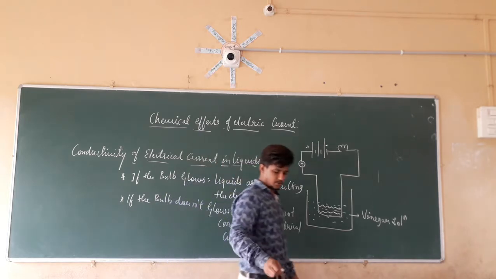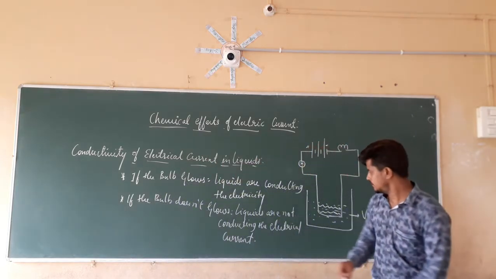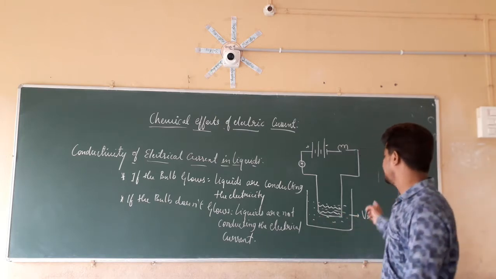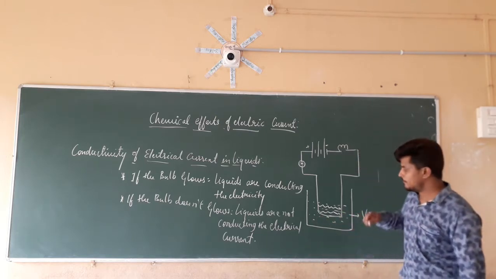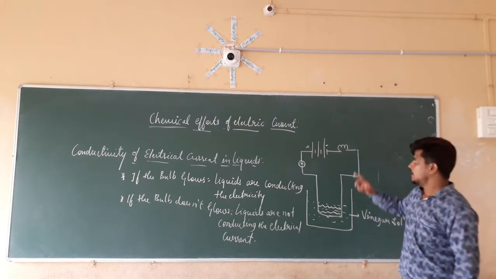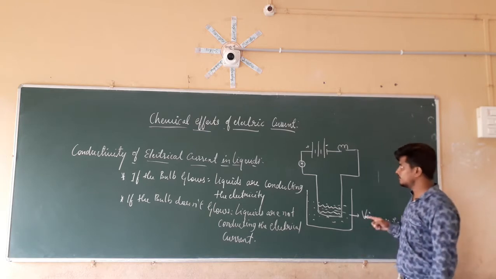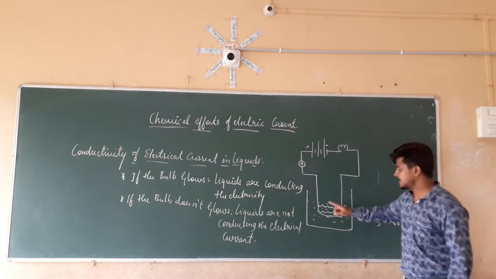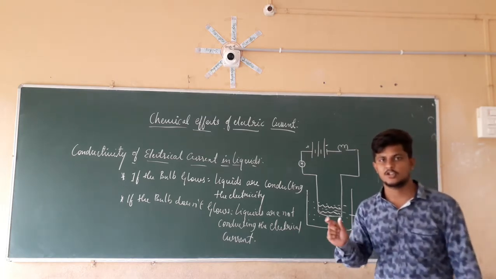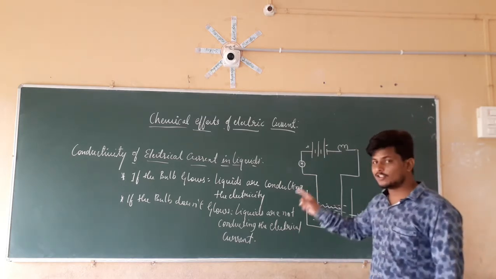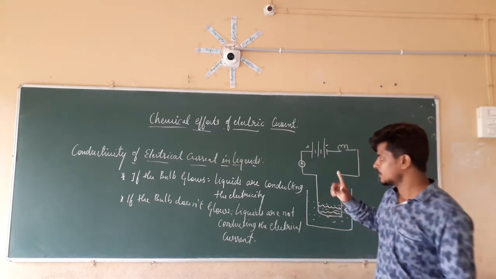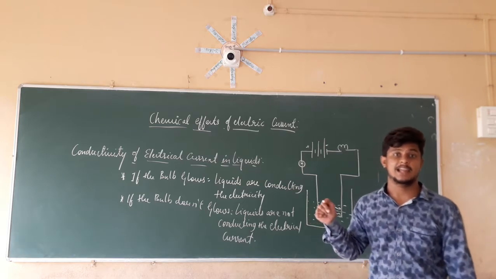If we check here, we put a vinegar solution or lemon juice as well as vinegar solution. When the wires are put into those solutions, the bulb glows. If the bulb glows, what does that mean? It means that these solutions, vinegar and lemon juice, conduct electricity. So liquids also conduct electricity.